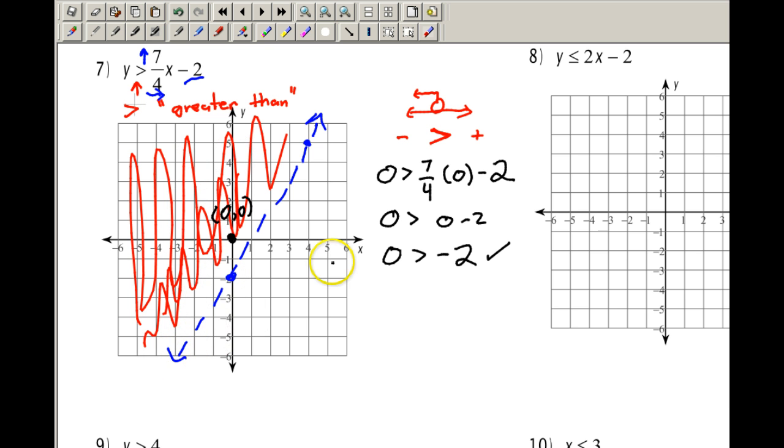Okay? So always choose something in the shaded region. If it came out to be false, it means I shaded the wrong side or I drew the line wrong. Okay? And last thing right here, if I plugged in something on the line, I'd get this. Is this true or false? False. This is false. This is why it's dashed, because -2 is not bigger than -2. That's why it's dashed.